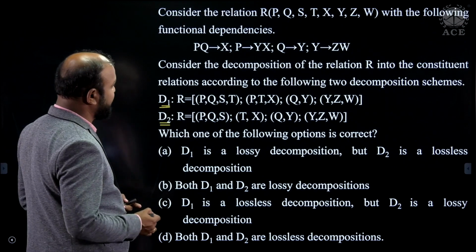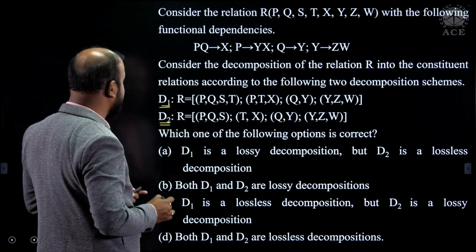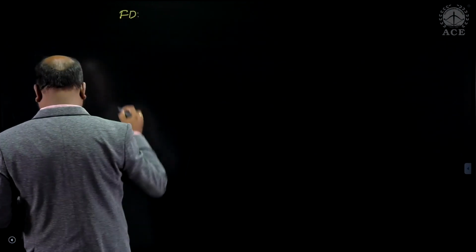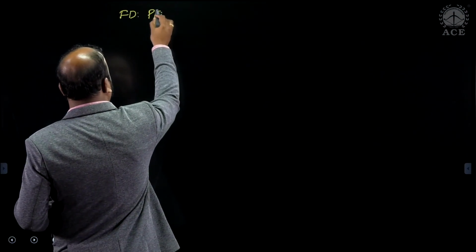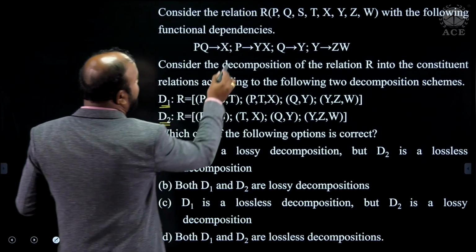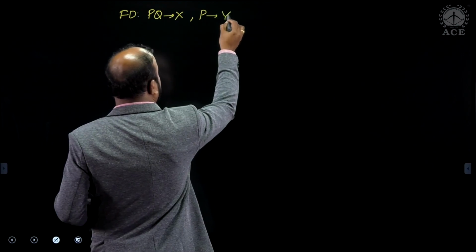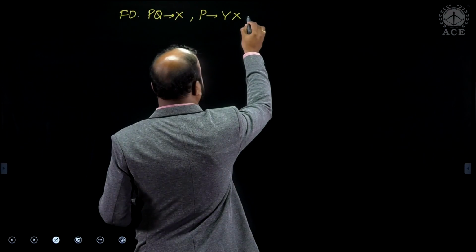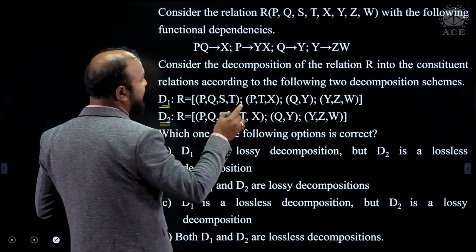Here you can observe. First we will copy the dependencies along with the decompositions. What are the dependencies given? Here the dependencies are PQ to X, P to YX, Q to Y, and Y to ZW.